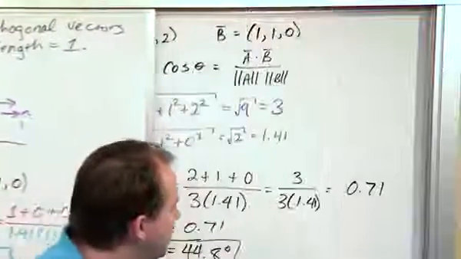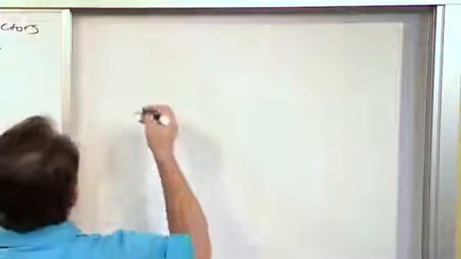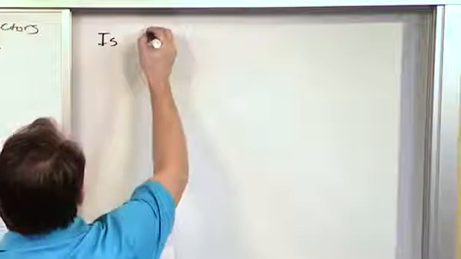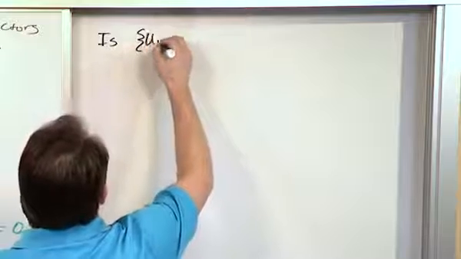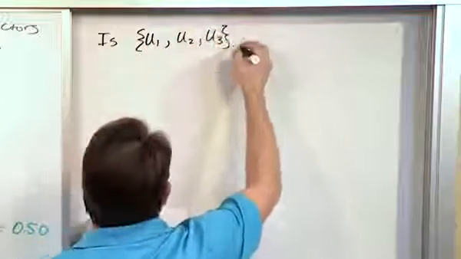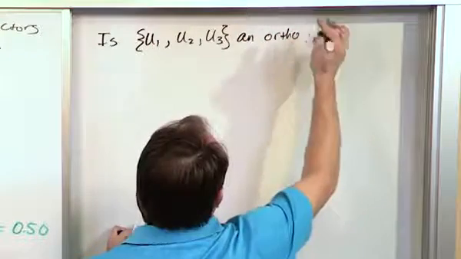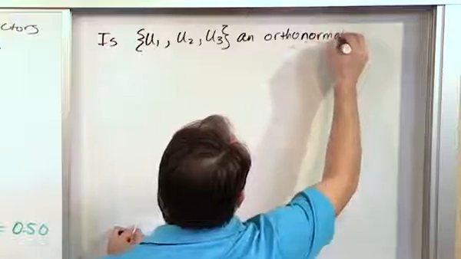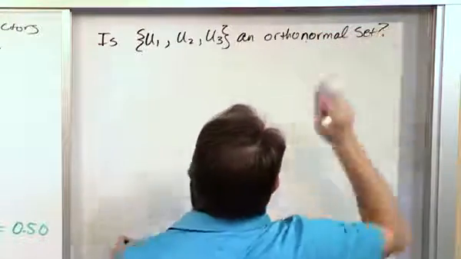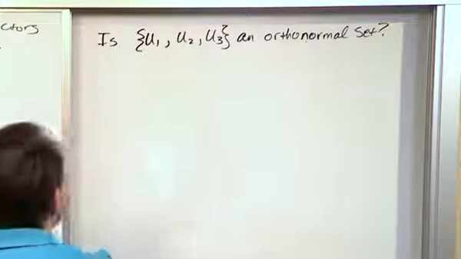All right, so let's go move to a blank board here. And let me show you how you might be asked this on a test. So you might be asked, is the set of vectors u1, u2, u3 an orthonormal set? Question mark. Now, of course, you don't know what u1 and u2 and u3 are until I tell you. So let me write that down right here.